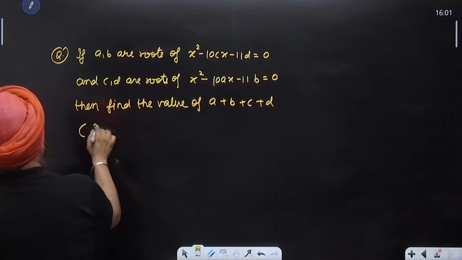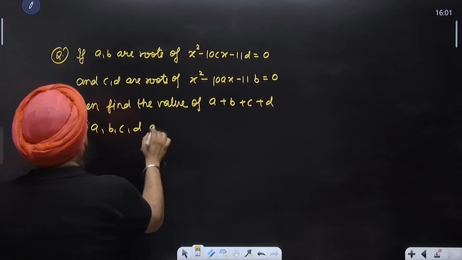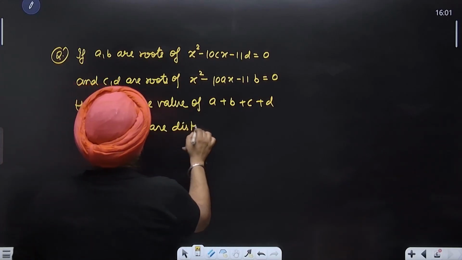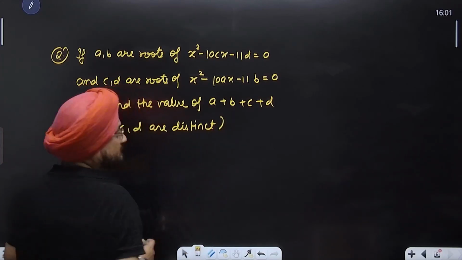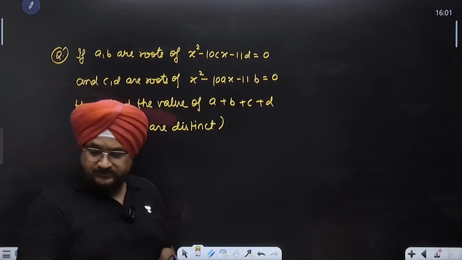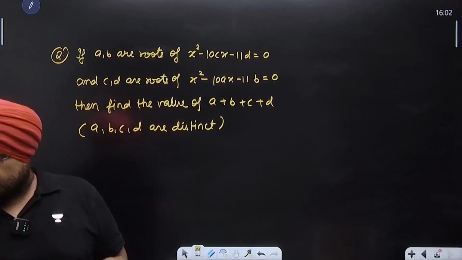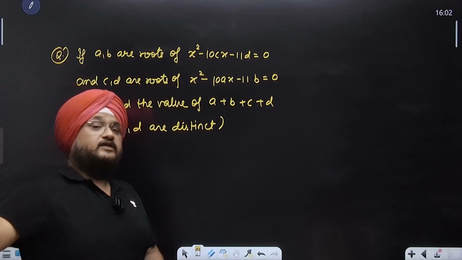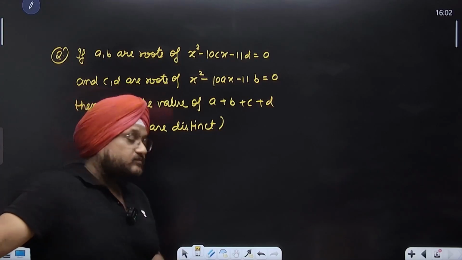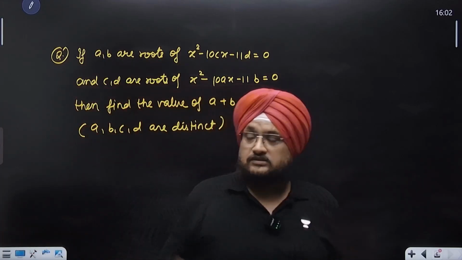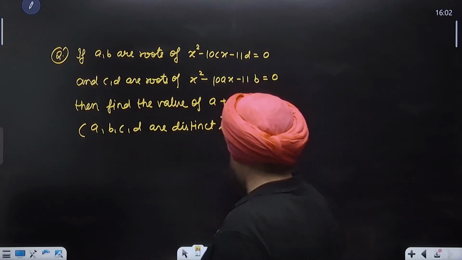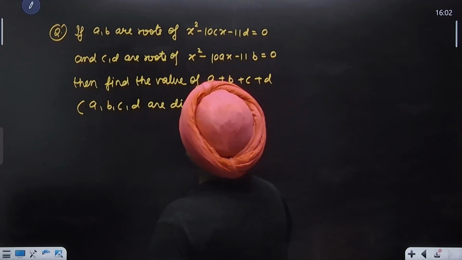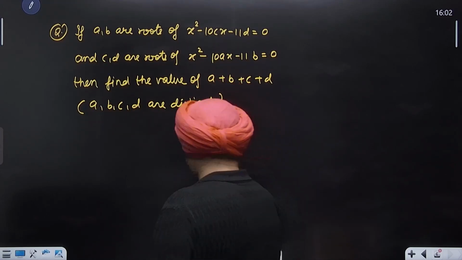Here it is given that a, b, c and d are distinct. They are distinct real numbers. Okay, this was asked in the IIT JEE exam 2006. So how can we deal with this problem?